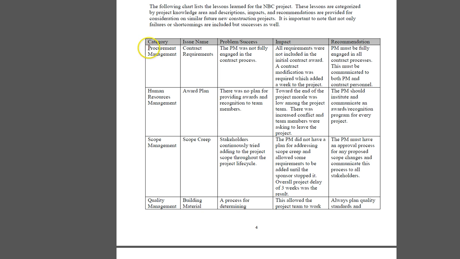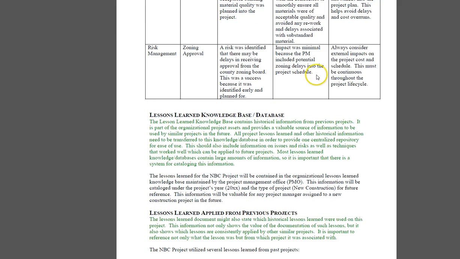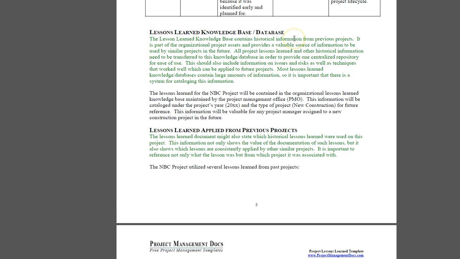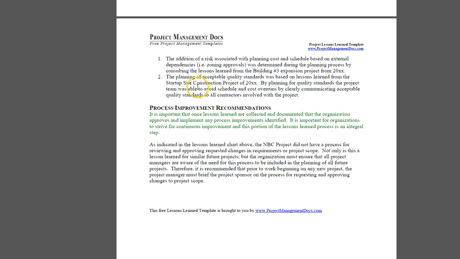So it gives you different categories where in procurement management, what was the problem, what was the success, what was the impact, what was the recommendation. Same thing goes with different knowledge areas: human resource management, quality management, scope management, risk management. Then finally it goes into the lesson learned knowledge database. Lesson learned applied from previous projects, like if you're working on a current project right now, so you should be able to go back and learn from the previous projects if they had similar problems and how they fixed it.